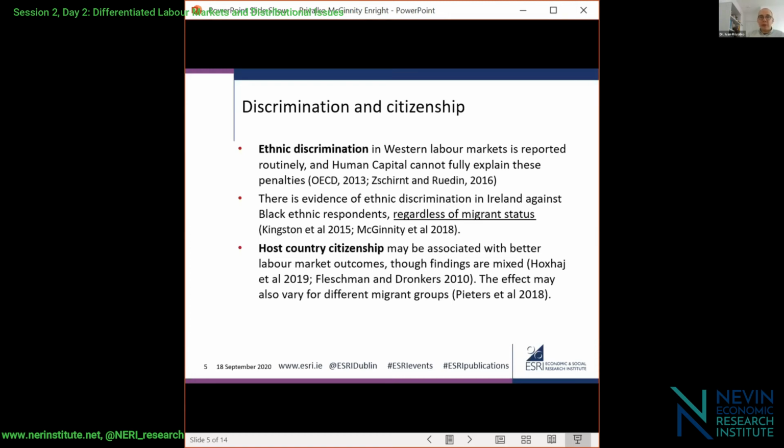So the last thing that we're looking at is the impact of host country citizenship, and the literature is a bit fuzzy on this. I suppose the key phrase here is naturalization. Sometimes it's associated with better outcomes, sometimes there's no effect, and sometimes the effect can lead to a penalty. A lot of authors suggest that this effect depends on the migrant group. So we're of two minds about what this effect is going to be.